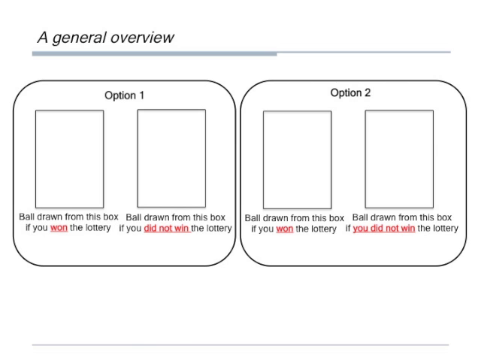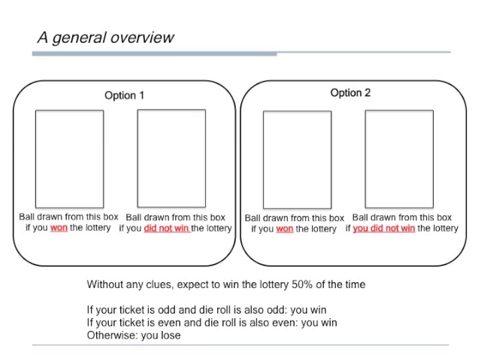the lottery. Before you see the color of the ball drawn from an option, you know that the overall chances of winning are 50%. If your ticket number is an odd number and the die roll is also an odd number, you win. Also, if your ticket number is an even number and the die roll is also an even number, you win. Otherwise, you lose. So there is an equal chance that you won or lost the lottery.